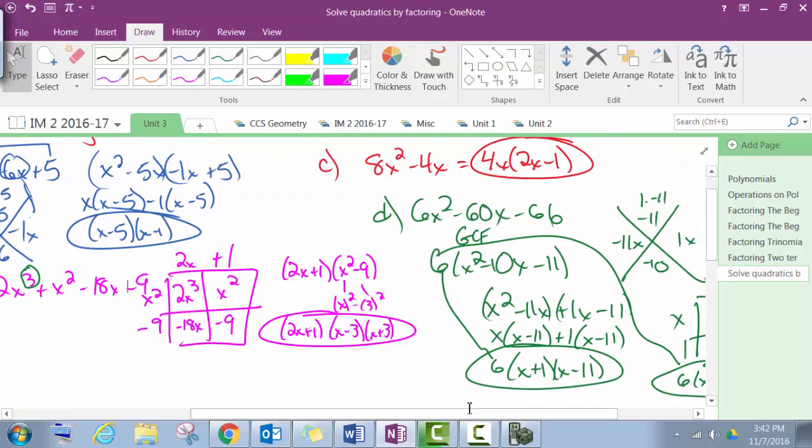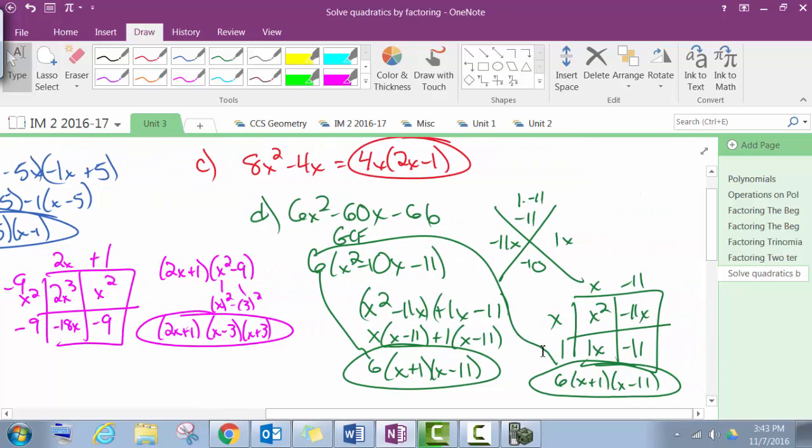Letter C, x squared minus 4x. We take out our GCF, 4x, and that's it. We can't factor that anymore. There's no x squareds. Letter D, 6x squared minus 60x minus 66. Well, we can take out a 6. So we factor out a 6. We're left with x squared minus 10x minus 11.